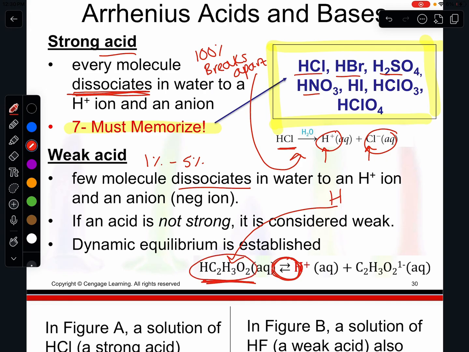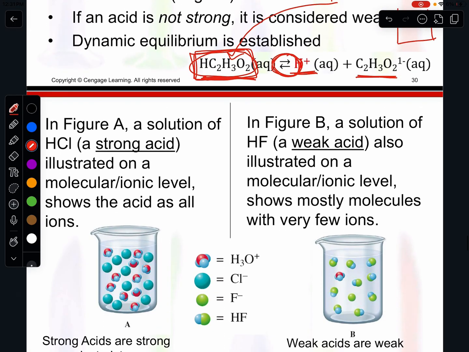So if we had a solution of this that we were working with in lab, about 95% of it would be the whole, complete HC2H3O2, where only about 1 to 5% would break apart into its H+ and its anion of C2H3O2-. Okay? So that's a big difference between strong and weak acids that you have to know. Strong acids break apart completely into H+ and whatever their anion is. With weak acids, not very much breaks apart. And you have to memorize the strong acids.